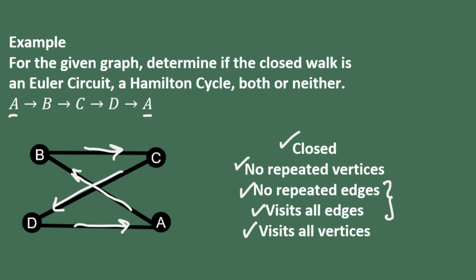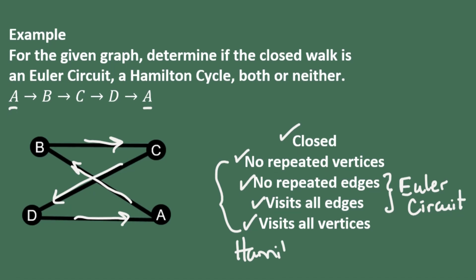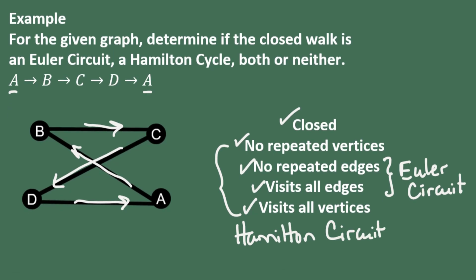So in this case, we definitely have an Euler circuit because it's going to visit each edge exactly once. It has no repeated edges, but it visits all of them. So it's an Euler circuit. Being a Hamilton circuit depends on the vertices. It can't have any repeated vertices, and it has to visit all the vertices. So because of these 2 characteristics, we know that we have also a Hamilton circuit. Or you can remember that if it has all 5 of these characteristics, it must be both an Euler circuit and a Hamilton circuit.